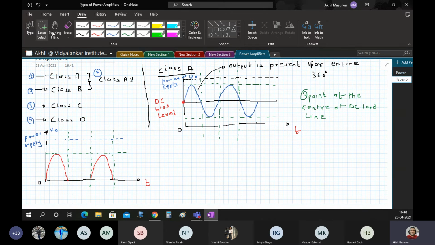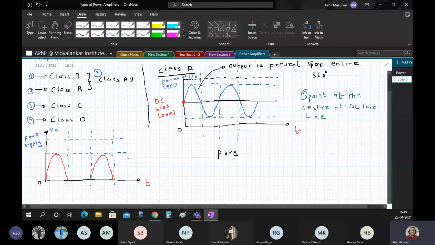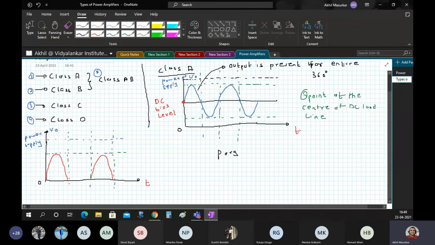Now in BEE, you have already learned how to calculate P average of this kind of a signal. Forget the formula, what the formula is, but definitely the P average of this class B is going to be less than P average of class A. So what they do is, instead of using one class B amplifier, they use two class B amplifiers.